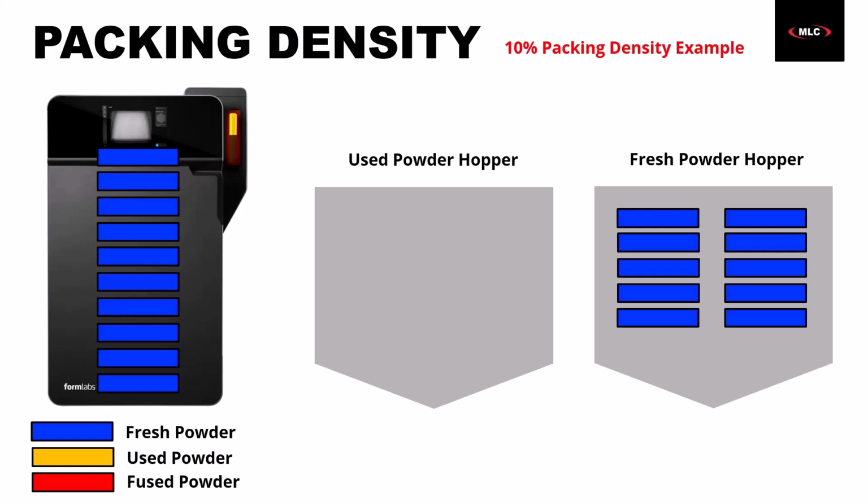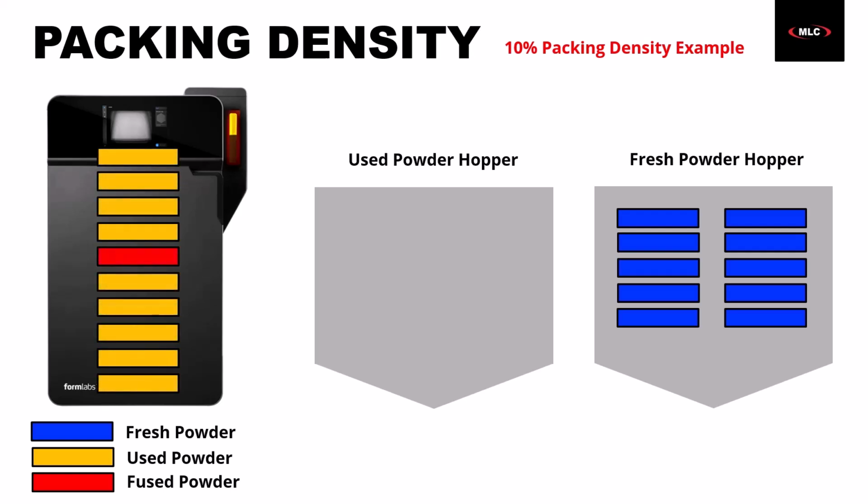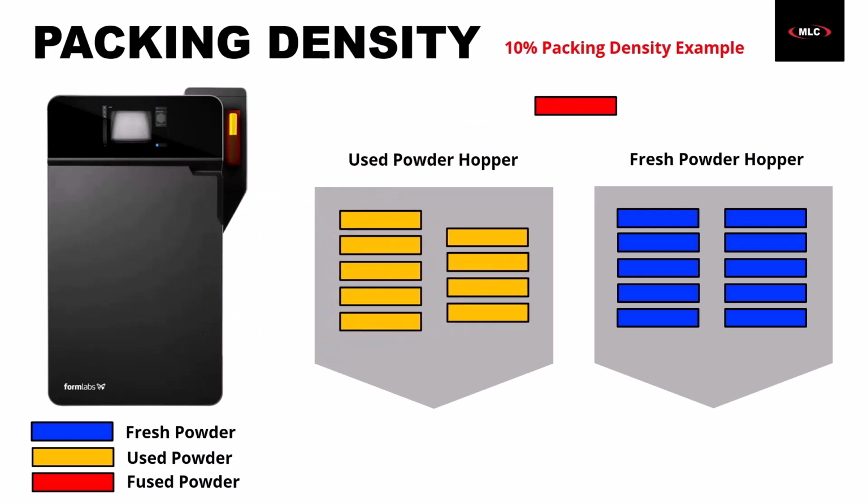The problem is when you start to get to those really low packing densities. So this would be a really big part, or a couple of awkwardly shaped parts that are maybe hollow on the inside. And so the problem that we run into, we'll be able to visualize here. So we heat up this entire chamber, and we only have a little bit of parts that we're able to get out of it. And now we have a huge amount of used powder in our hopper.